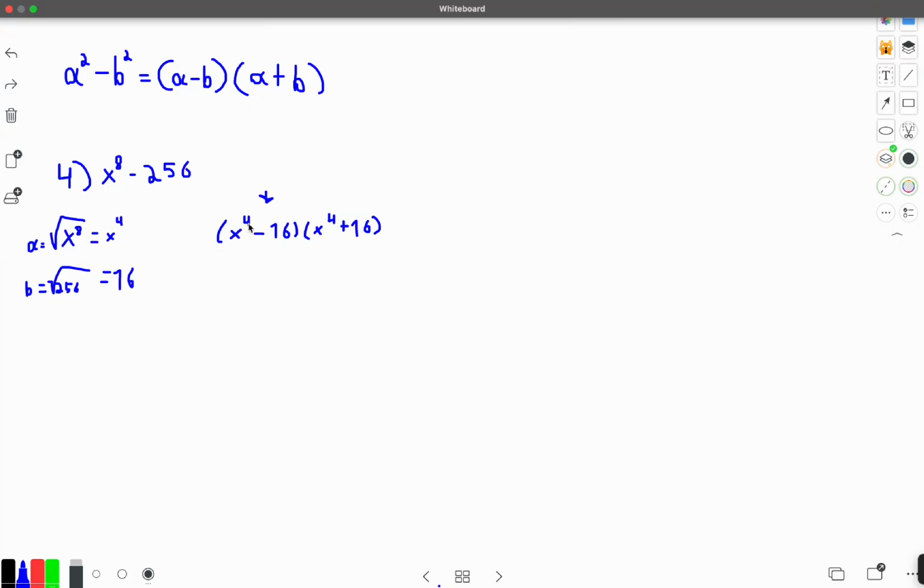Okay, so x to the power of 4 minus 16. The square root of x to the power of 4 is just x squared, and the square root of 16 is just 4. So we're going to have x to the power of 2 minus 4 times x to the power of 2 plus 4. Okay, and as you guys can see, x to the power of 4 minus 16 split up into here. But x to the power of 4 plus 16 is just going to stay as it is for now.